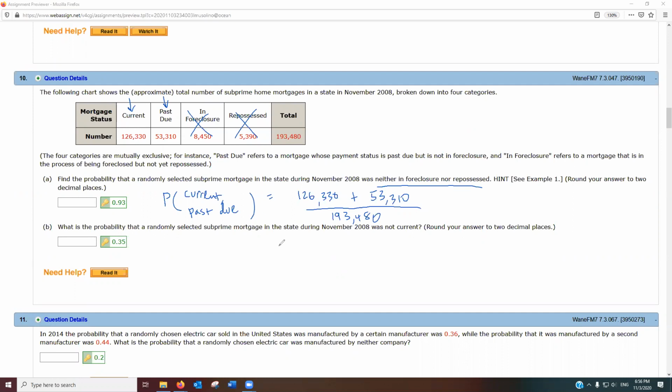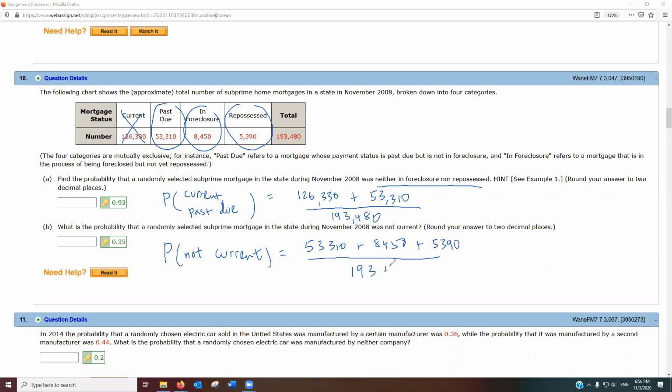All right, let's go to part B. Part B says, what's the probability that a mortgage was not current? All right, well, not current means it's either past due or in foreclosure or repossessed. So I'm going to ignore the current because they're asking me the probability of not current. So I'm just going to add up the past due plus the foreclosure plus the repossessed and put that all over the total, and this will be the answer.